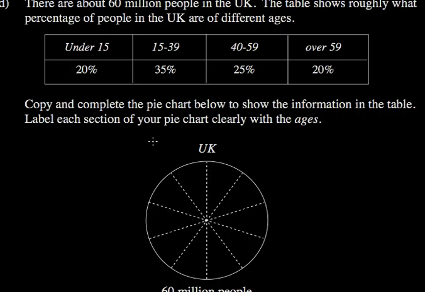Now, if you wanted to try to work out what each one of these is going to be as an area, how would you do it? Well, 20%, we've got to find how many degrees that would be. So 20% of 360 is 20 divided by 100 times 360.